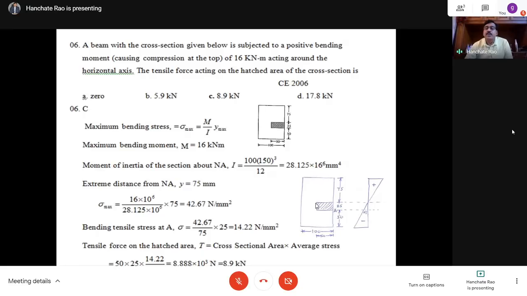But see, at the neutral axis the stress will be 0. So what we have to do is take half of this as the average stress acting on the entire hatched portion. So you take 14.22 divided by 2 as the average stress. Total force of the hatched portion is equal to average stress in the hatched region multiplied by cross sectional area. Average stress is 14.22 by 2, area is 50 by 25. You multiply this and get 8.9 kilonewtons, the force acting in this hatched portion. Slightly complicated question.